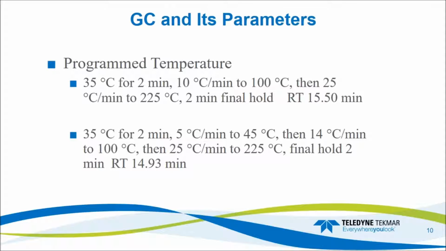The 2 program temperatures that we used for this work on 3 different GC systems that we have here in the lab. On 2 of them we used 35 degrees for 2 minutes, then 10 degrees C per minute to 100 degrees, and then we bumped it up 25 degrees per minute to 225 for a final hold of 2 minutes, for a total runtime of about 15.5 minutes. The other program we used was 35 degrees for 2 minutes, then a slight ramp of 5 degrees per minute to 45, then we ramped it up again 14 degrees per minute to 100, and then again 25 up to 225, with a final hold of 2 minutes. We were able to get that runtime down to about 14.93 minutes.